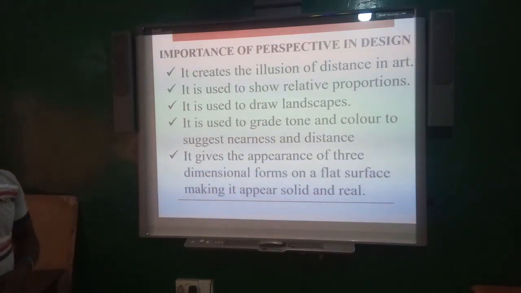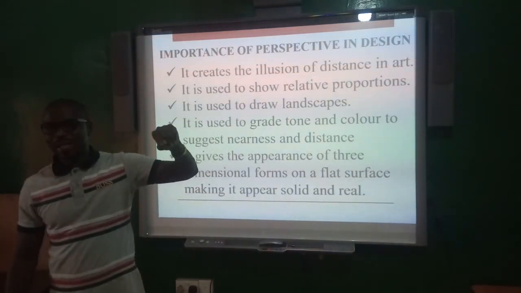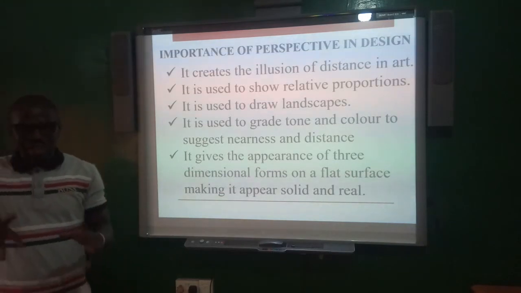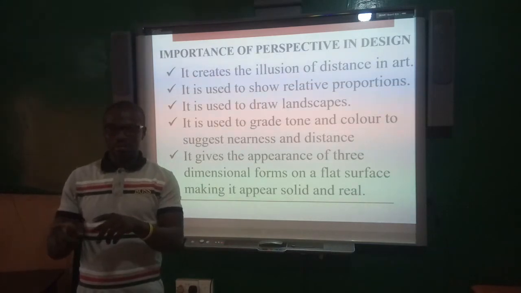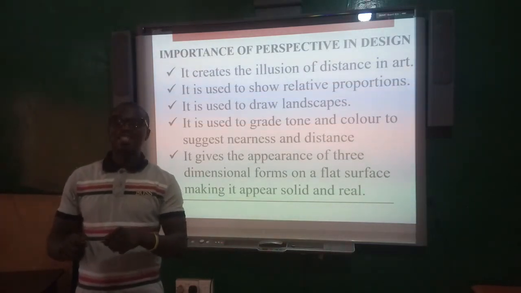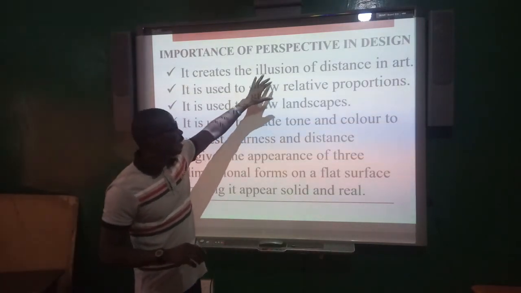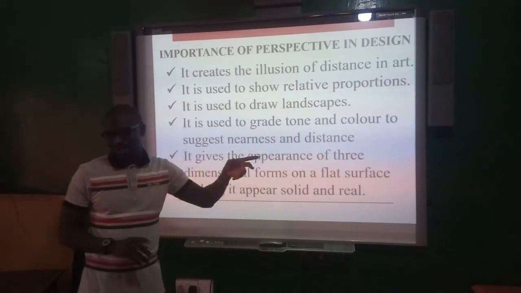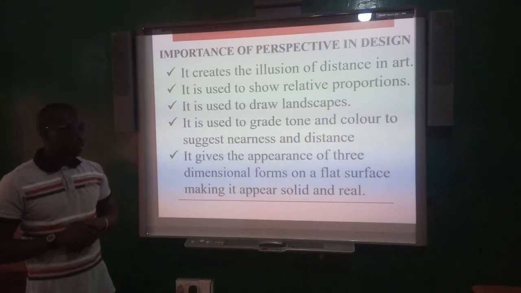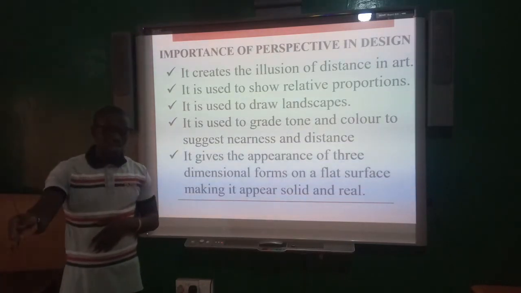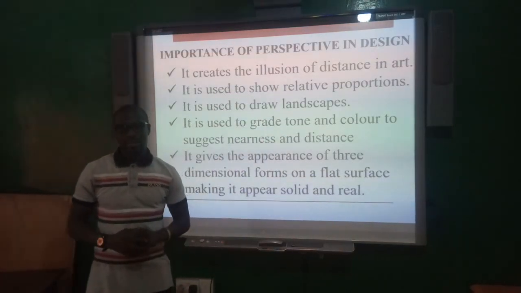Last time when we met, remember I explained illusion to you. I said illusion is something that looks like but it's not. As if, but it's not. So perspective creates illusion of distance in art. So with the use of perspective, you can create distance in art, but in actual fact, there wouldn't be any distance on the paper. But because of perspective, you can create that distance.